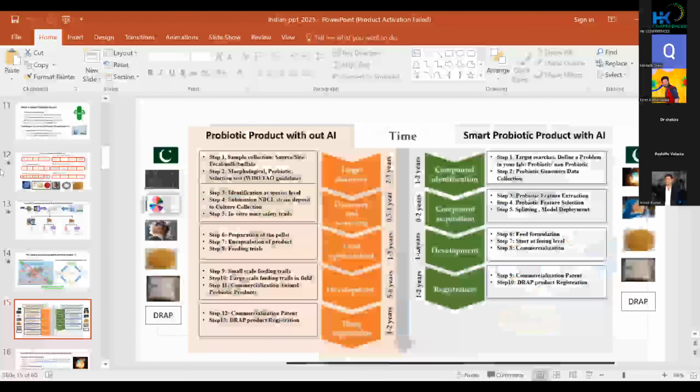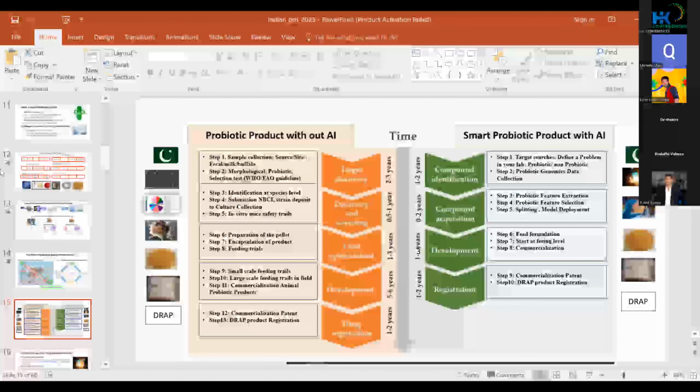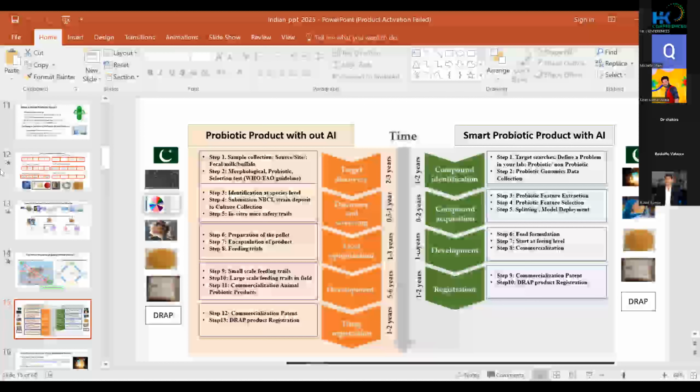If you are talking about probiotic product preparation without AI, you have to follow these 13 steps for commercialization of any type of single bacterial strain-made probiotics. You have to follow different WHO and FAO guideline steps. But if you follow the probiotic product route with AI, then the time for screening of a probiotic product will be less.